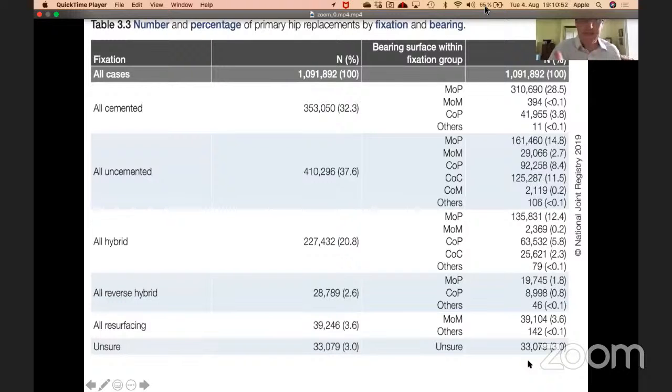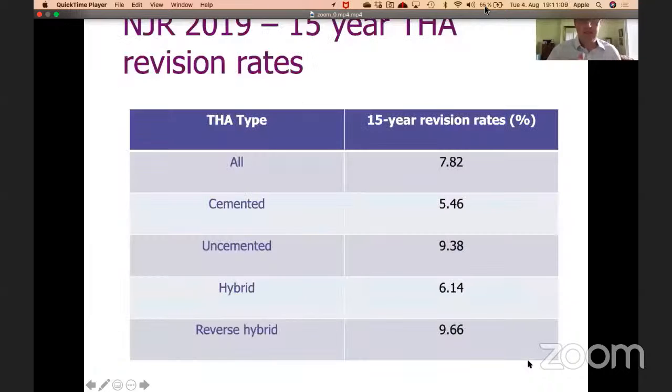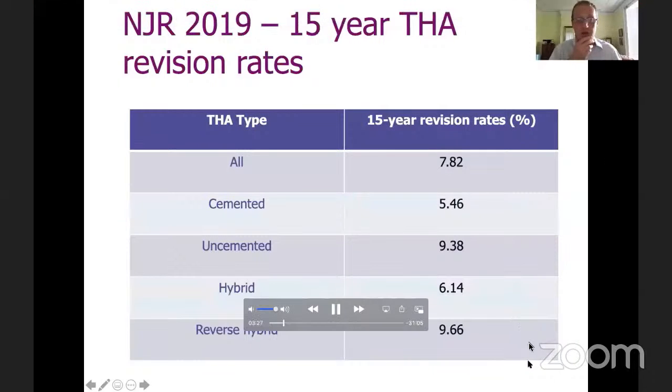Of the million hip replacements in the registry now, about 400,000 are fully uncemented, 350,000 fully cemented, and another 227,000 are hybrid. So the most prevalent means of fixation is a cemented stem. And why should you use it? Well, the evidence is there.